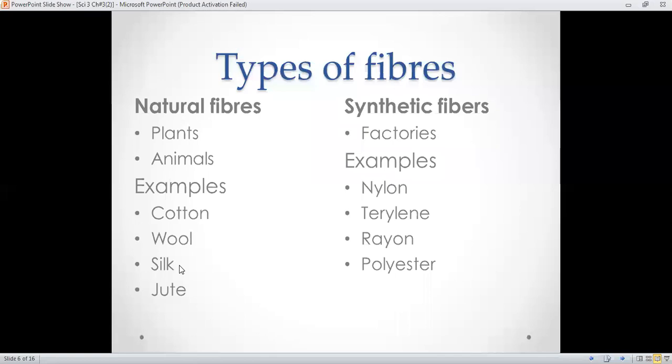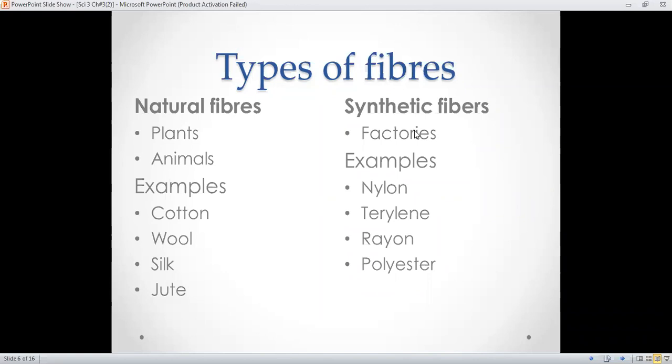silk plant. Next is jute. We can also get cloth from this jute plant. Jute is also a type of plant. In our lecture, wool's source is an animal. Next is synthetic fiber.